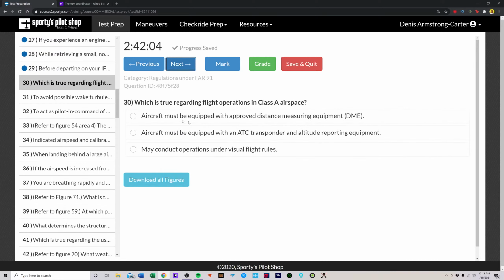Which is true regarding flight operation in Class A airspace? So, Class A airspace is 18,000 and above. 18 to 60,000. Aircraft must be equipped with approved DME. Aircraft must be equipped with ATC transponder and altitude reporting equipment. May conduct operations under visual flight rules. That's not true. So it's the middle one. You need a transponder and altitude reporting equipment. You do. But it is true you do also need DME, but that's when you get above 24,000. So that could be it, could not be.